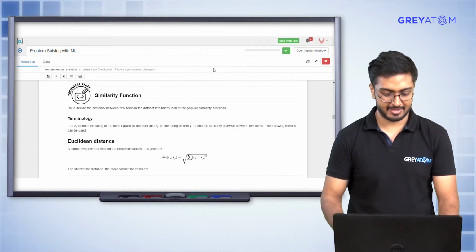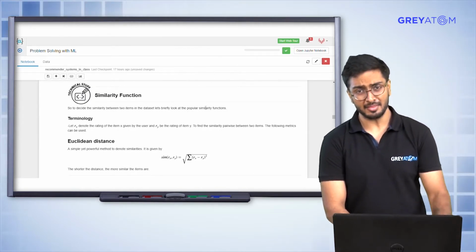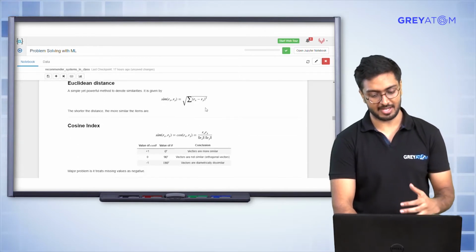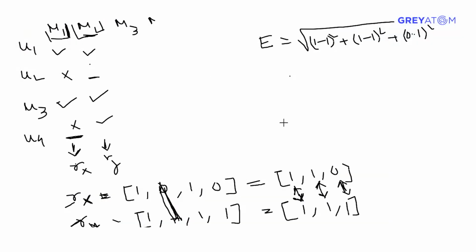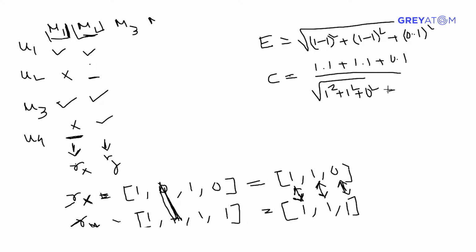The higher the distance, the more the dissimilarity, right? So that is something that we understand. What is cosine distance? Cosine distance is Rx dot Ry divided by mod of Rx times mod of Ry. How do we calculate that? It is 1 into 1 plus 1 into 1 plus 0 into 1, taking all the pairs, divided by the root of 1 square plus 1 square plus 0 square, into the root of 1 square plus 1 square plus 1 square, right? So this is cosine distance.